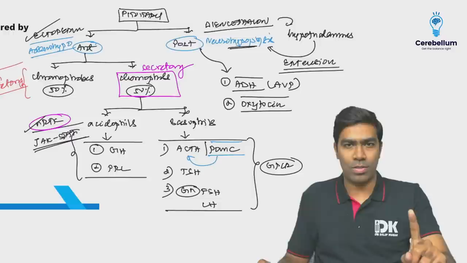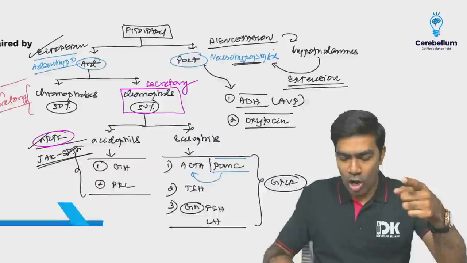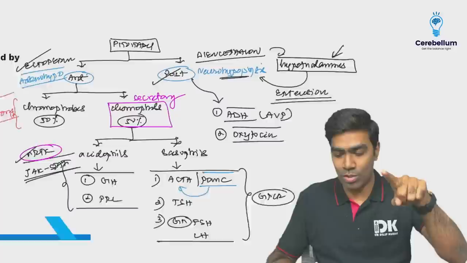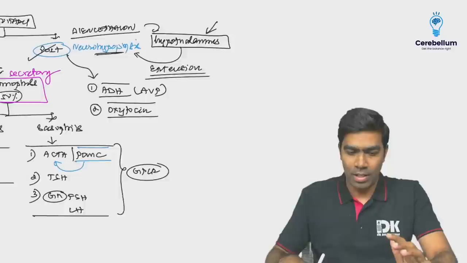Again, regarding the posterior pituitary hormones, you need to know they are not secreted by any cells in the posterior pituitary. They are a direct extension of hypothalamus, which means these are basically hypothalamic hormones. Whatever is secreted by the hypothalamus is just stored in the posterior pituitary and then secreted. So look at the image of the posterior pituitary.